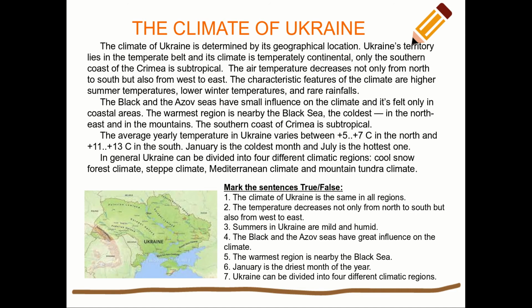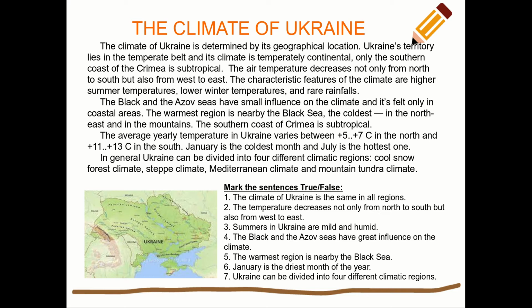The climate of Ukraine. The climate of Ukraine is determined by its geographical location. Ukraine's territory lies in the temperate belt, and its climate is temperately continental. Only the southern coast of the Crimea is subtropical. The air temperature decreases not only from north to south, but also from west to east. The characteristic features of the climate are higher summer temperatures, lower winter temperatures, and rare rainfalls.